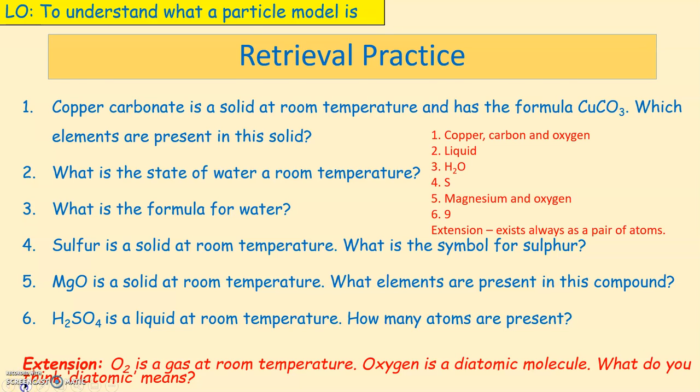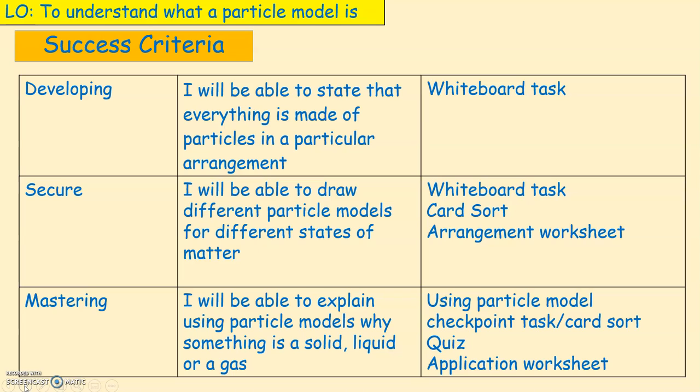Okay, moving on. Now, our success criteria is hopefully we can develop our knowledge and be able to state that everything is made up of particles in a particular arrangement, okay? There's a way we can represent solid, liquid, and gas, okay? Now, to secure our knowledge, we should be able to draw different particle models for different states of matter, okay? And mastering, for us to be legends, like I said in our last lesson, we should be able to explain using particle models why something is solid, liquid, or gas.